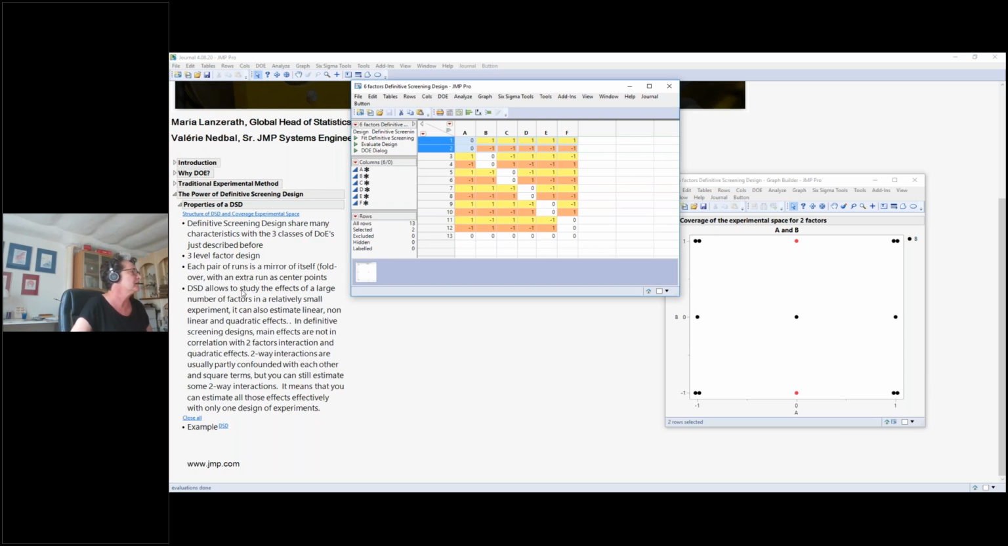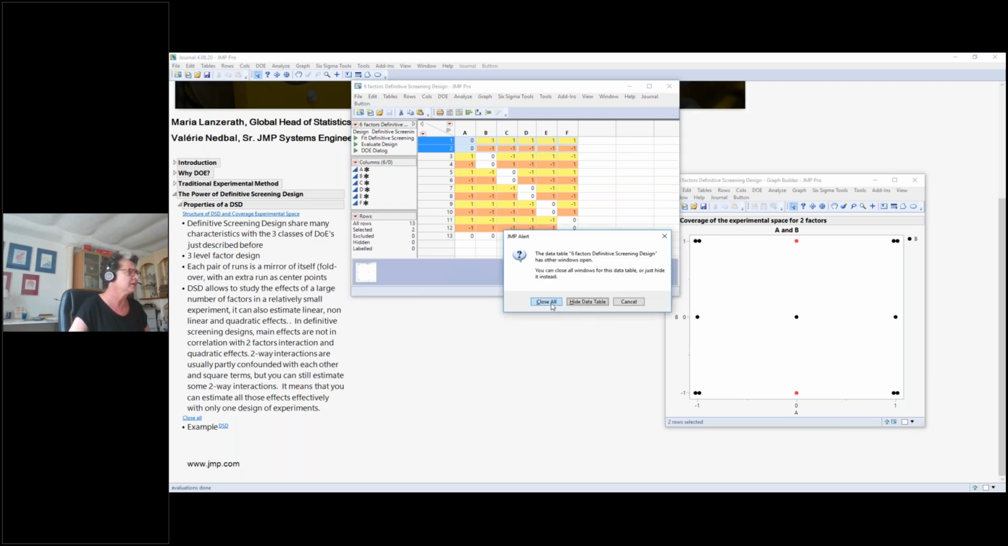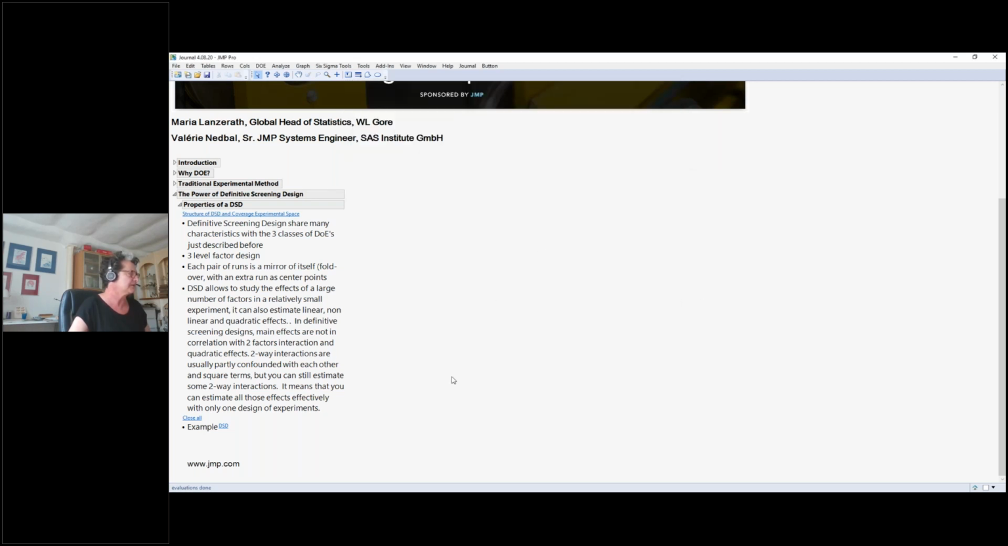Also, DSD allows you to study the effects of a large number of factors in a relatively small experiment. By reducing the number of runs, using those types of designs, you can estimate a lot of different effects, not only main effects, but also quadratic effects and interactions. Again, I have a small example, and afterwards I will leave Maria to explain her case study.